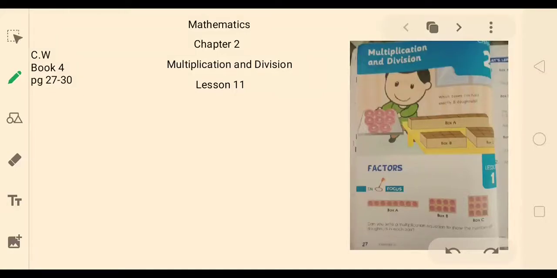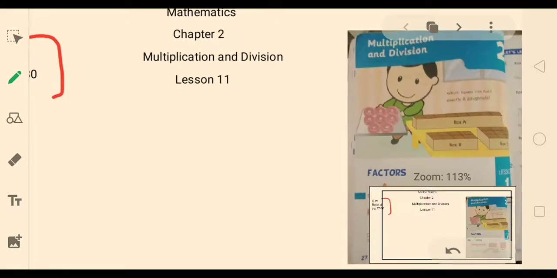This is chapter number 2, multiplication and division, and lesson 11. Today we are going to start a new chapter and we will work on book 4, page 27 to 30. So just take out your books and open page 27. Okay. Now look at over here, the first page.